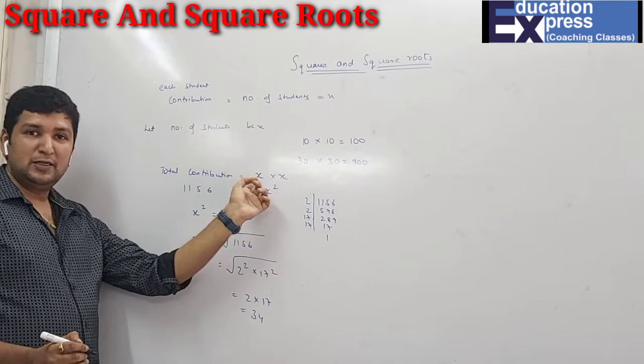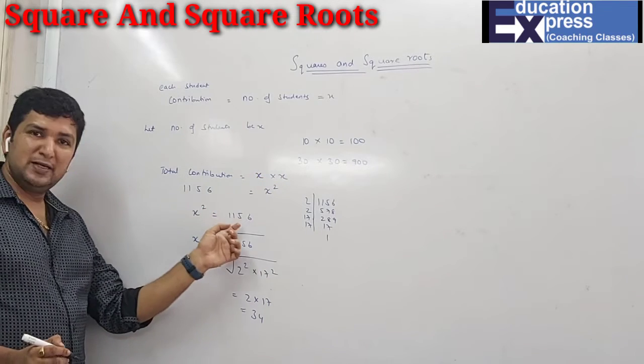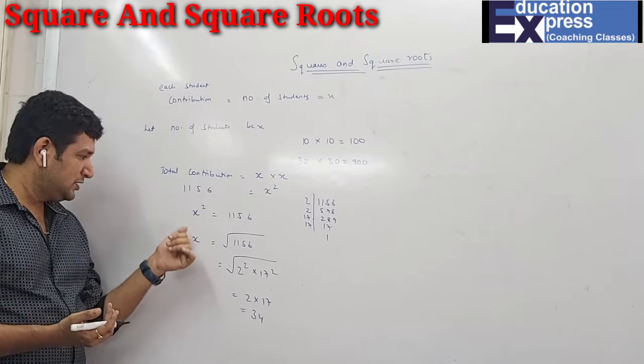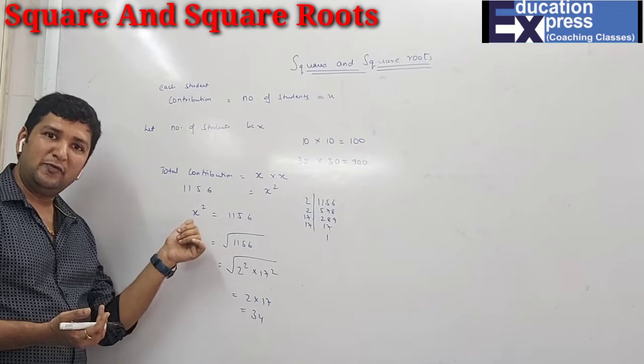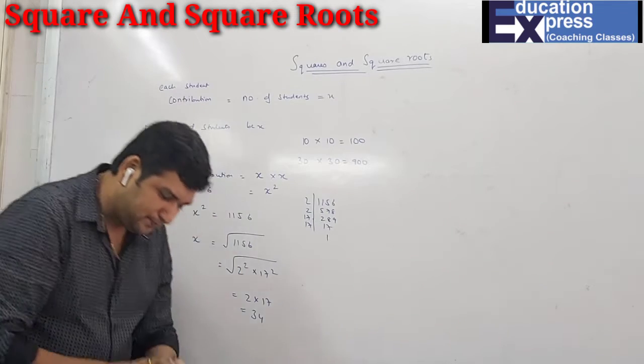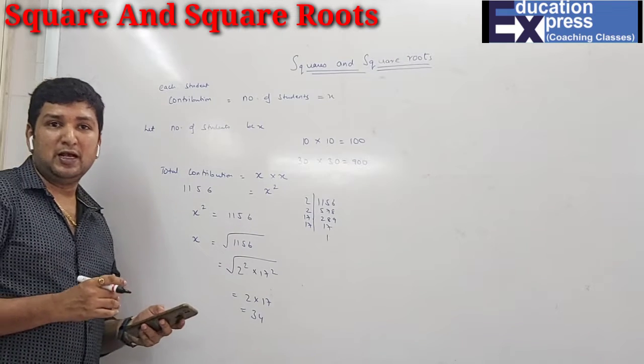Number of students into each student contribution. X square is this. If I want to find the value of X, that means I have to take the square root. X square, obviously if I write X, the X is the square root of X square. And in here the square root we have to find. So the answer is 34. What have they asked? Find the strength of the class. That means the total number of students.